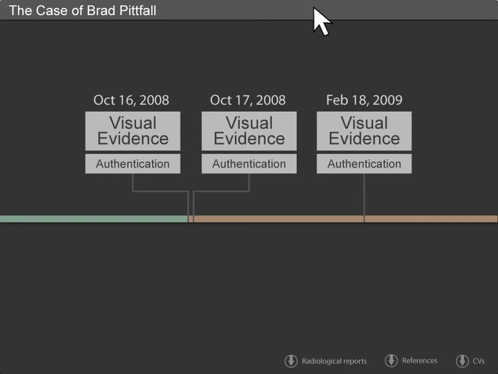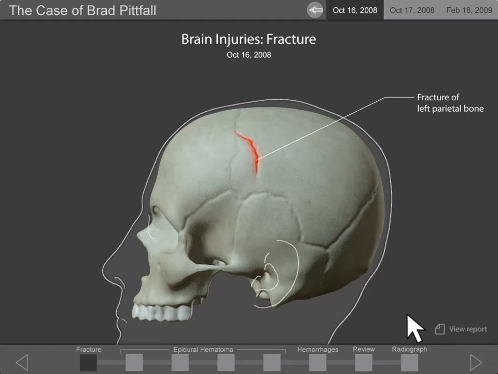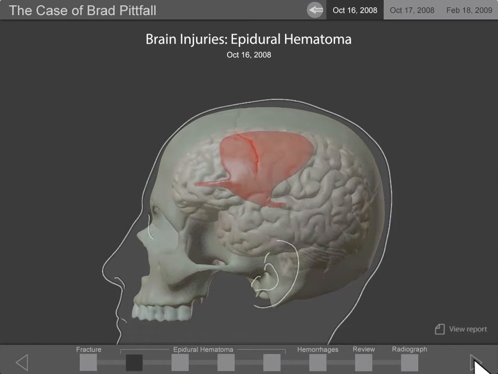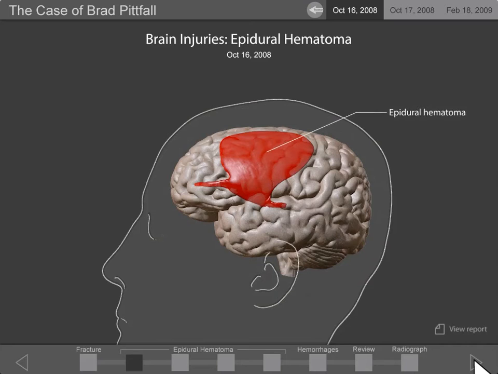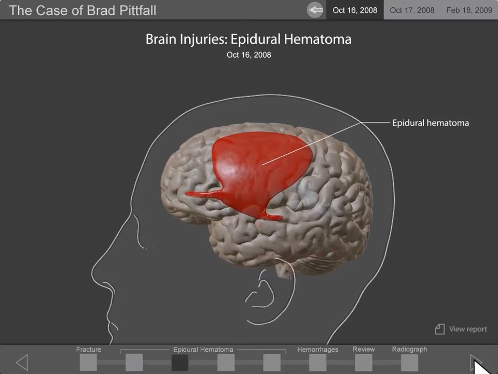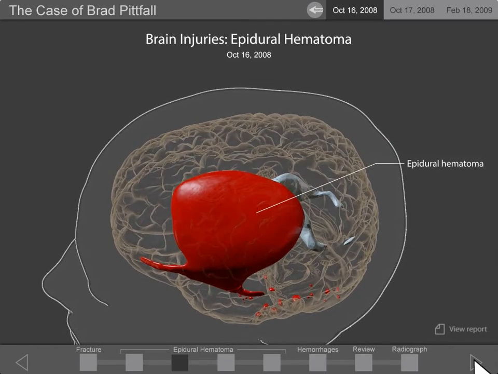Now moving on to the visual evidence for October 16, 2008. On the day of the injury, there is a fracture of the skull in the left parietal bone. Directly beneath the fracture, there is a significant epidural hematoma lying between the surface of the brain and the skull. Looking at a closer view, the hematoma covers a large area of the left hemisphere.